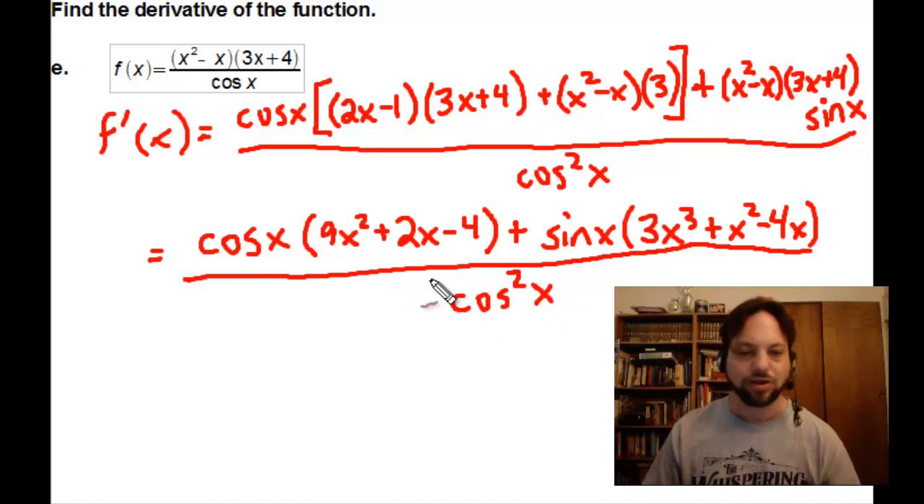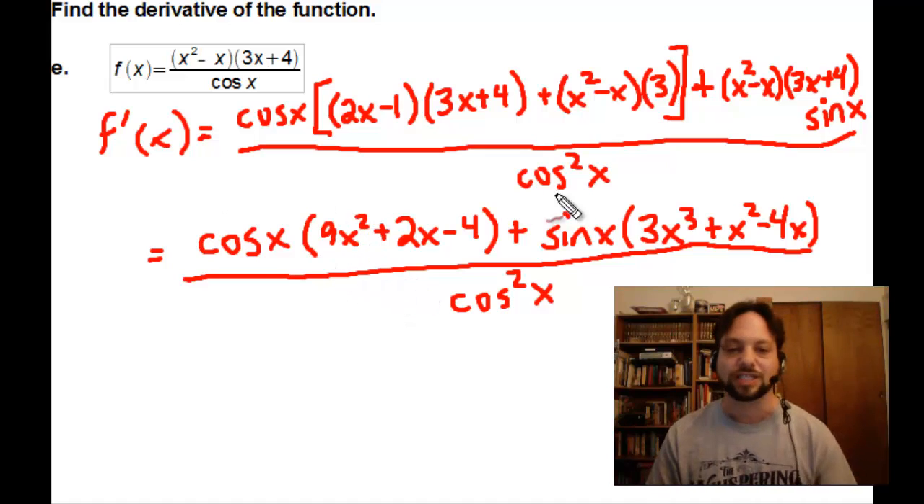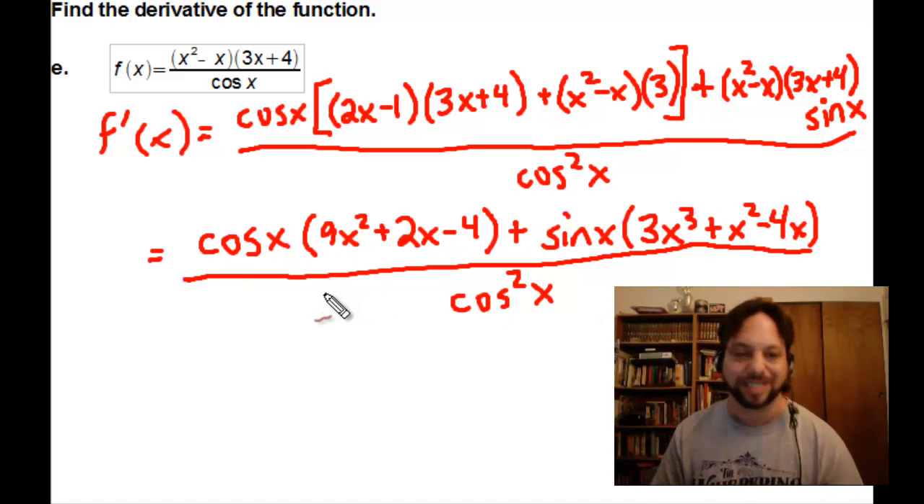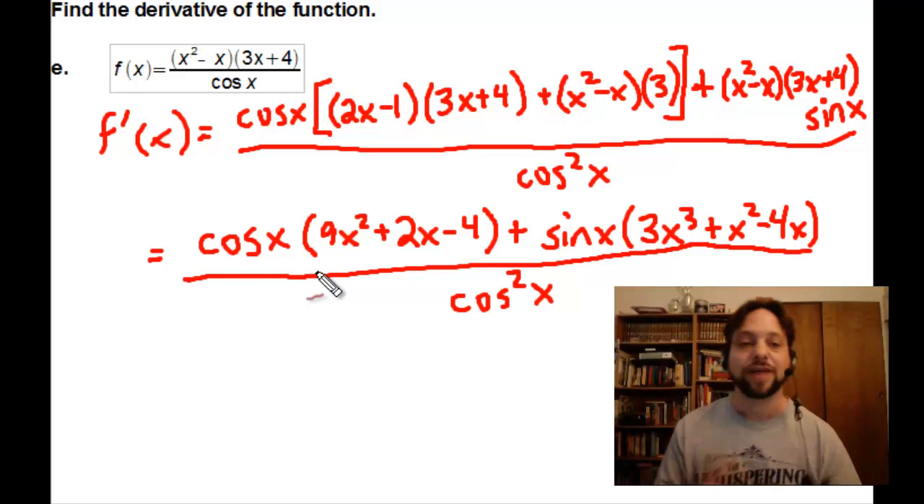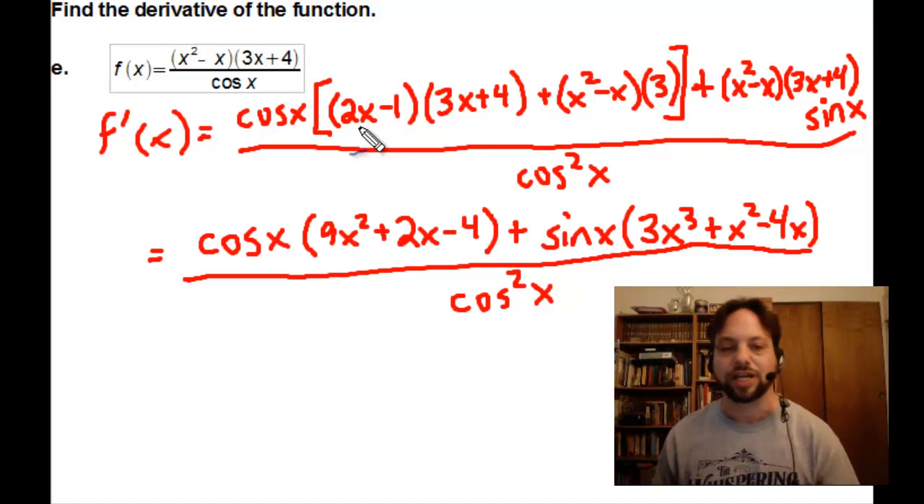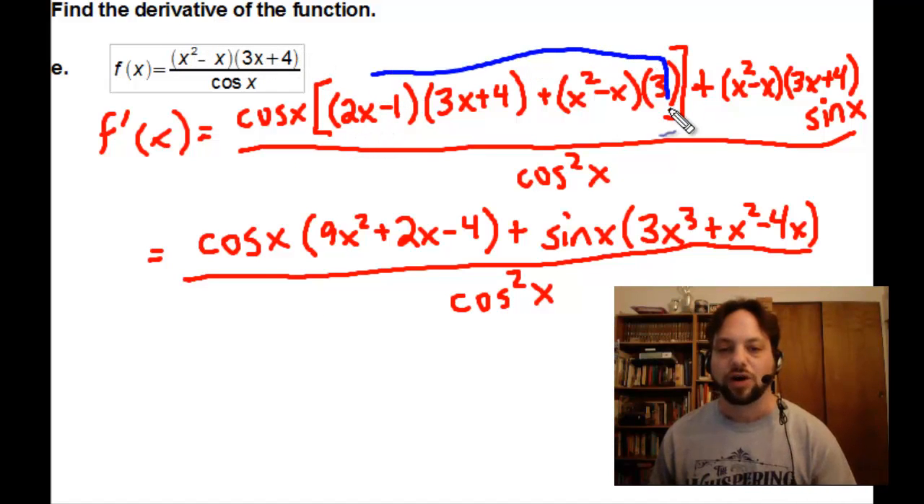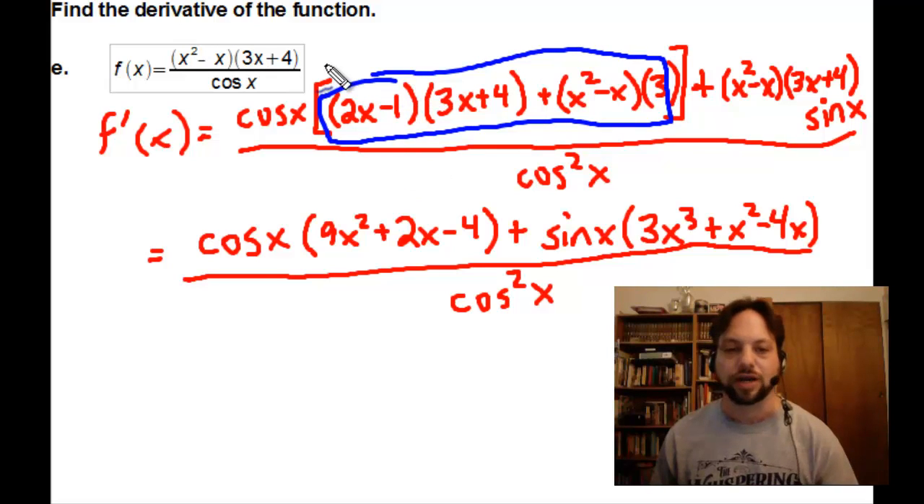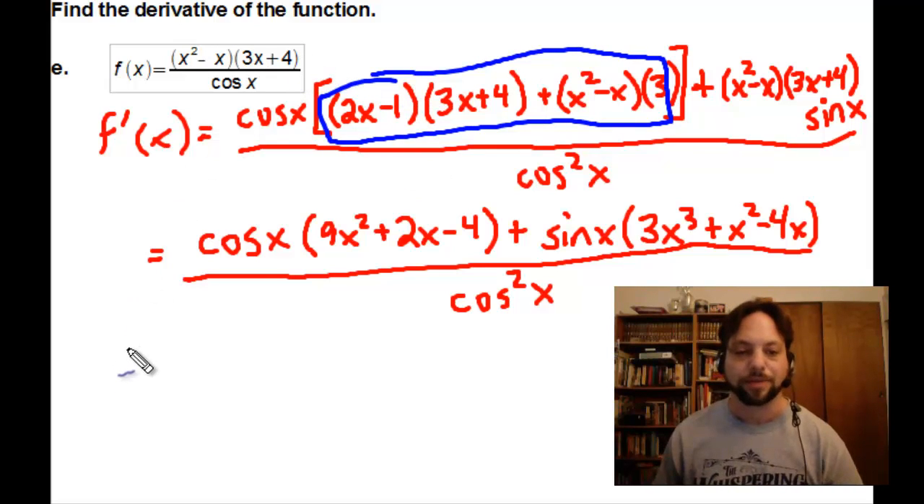Now, we can't cancel out cosines, don't even attempt that. In fact, there's nothing more we can do to this. This is as simple as the derivative is going to get. Now, you might have asked yourself, what would have happened had we multiplied the numerator out before differentiating? Certainly, that would have saved all of this product rule stuff going on. Well, let me show you what would have happened.